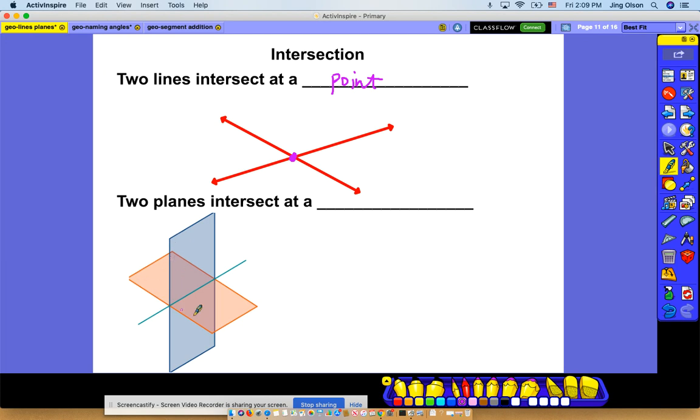This orange one, the blue one. If they intersect, you can see they actually intersect in a line. It's not a point, right? Two lines intersect at a point. Two planes intersect at a line. Okay, this is very, very important.